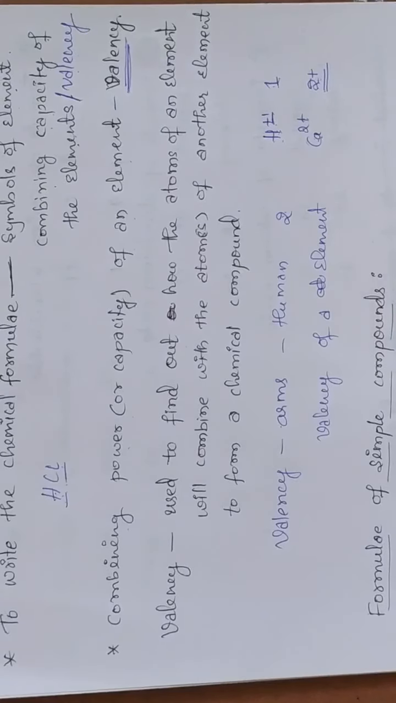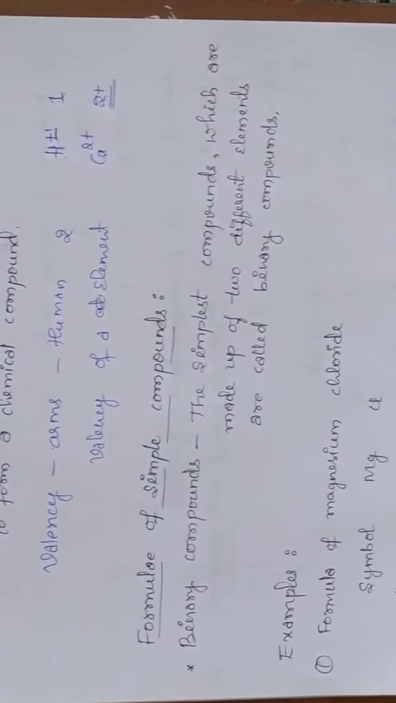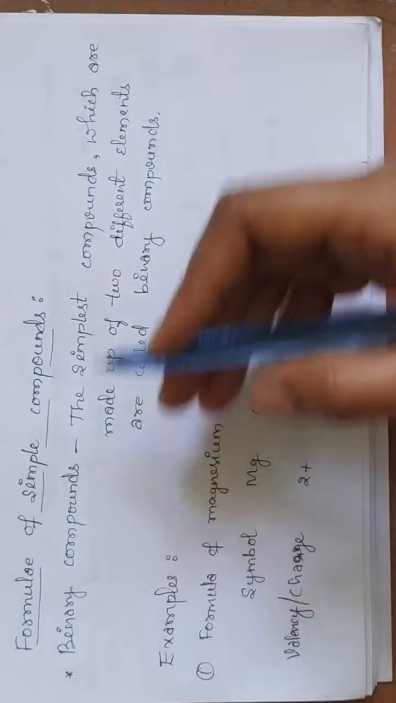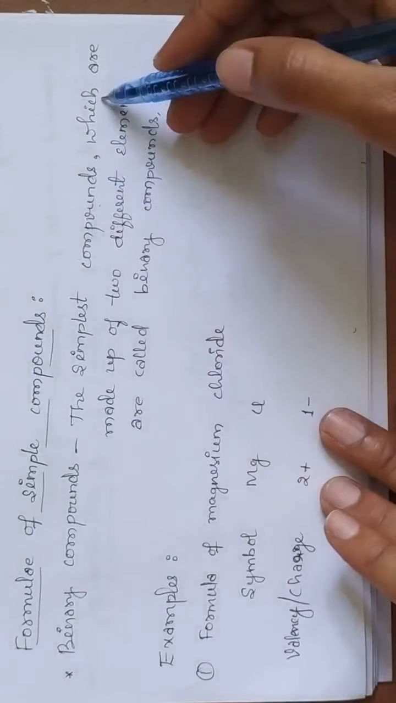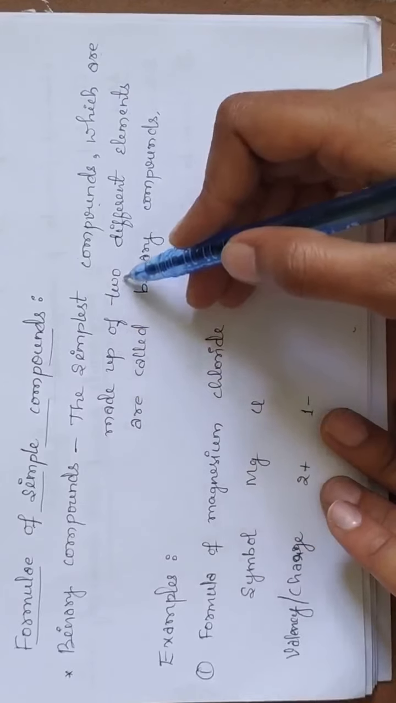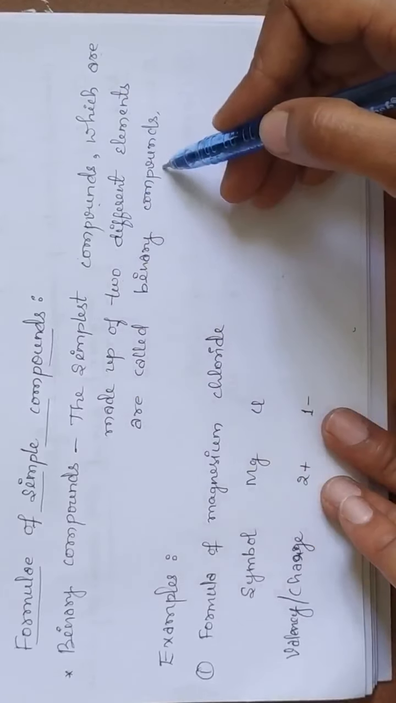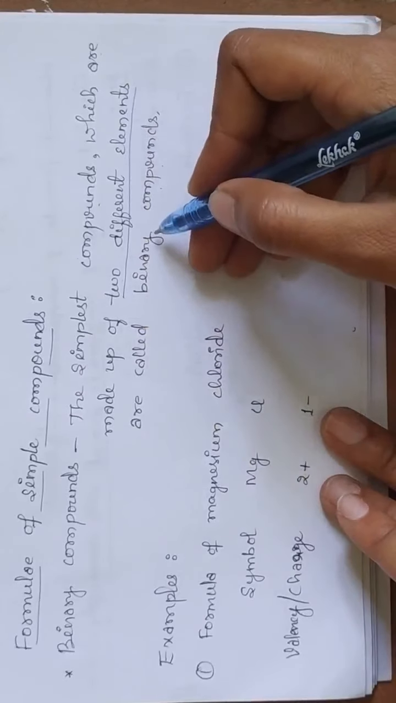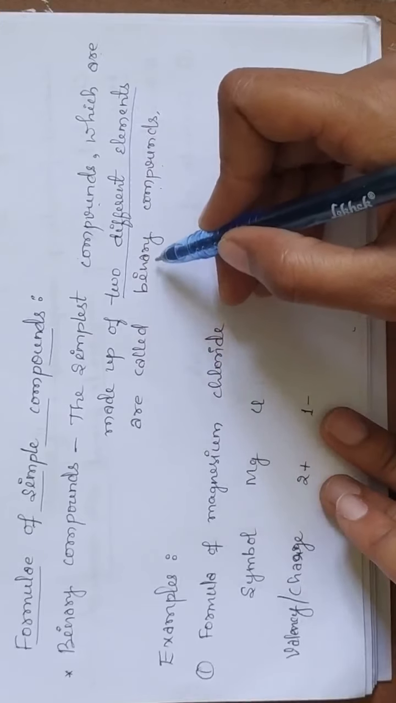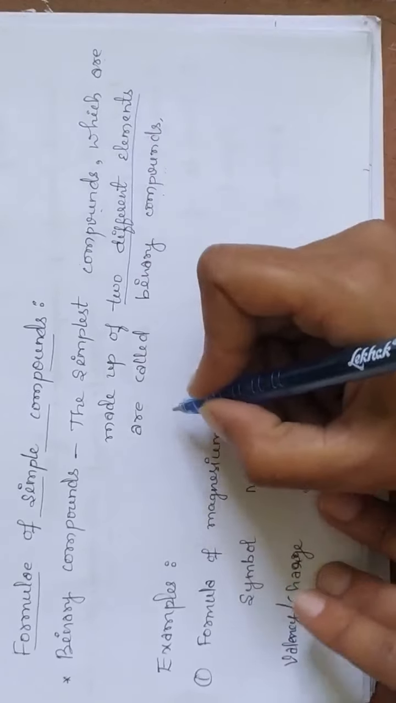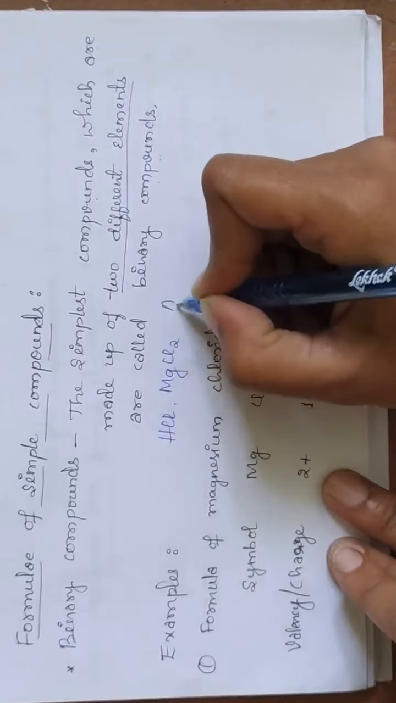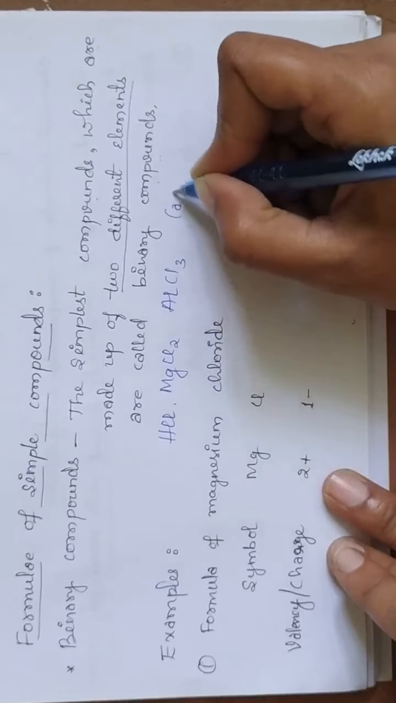We'll see how to write the formula of simple compounds. Simple compounds are binary compounds. The simplest compounds which are made up of 2 different elements are called binary compounds. If the compound is made up of only two different elements, then that kind of compound is said to be a binary compound. For example, hydrochloric acid, magnesium chloride, aluminium chloride, calcium chloride.